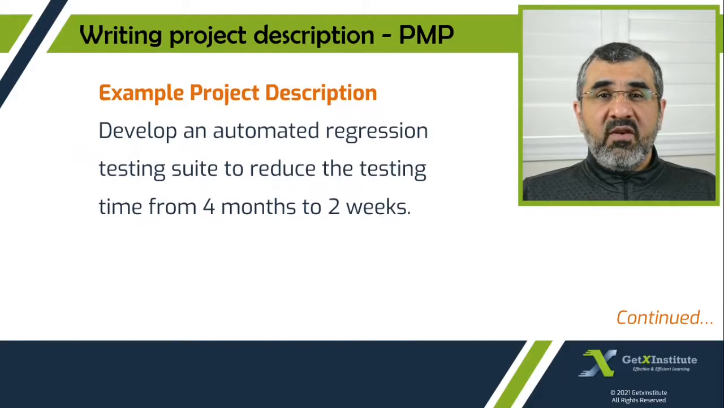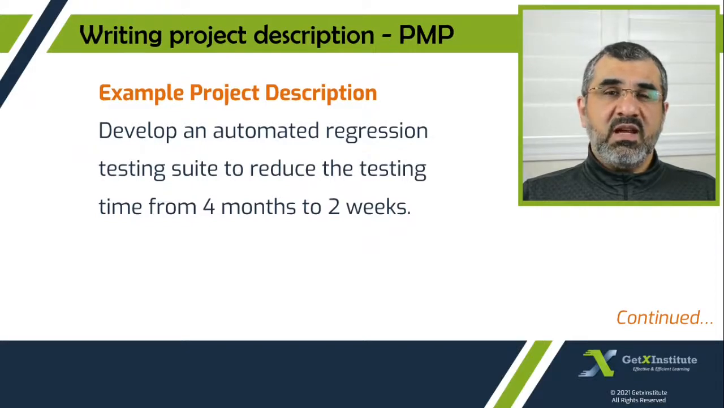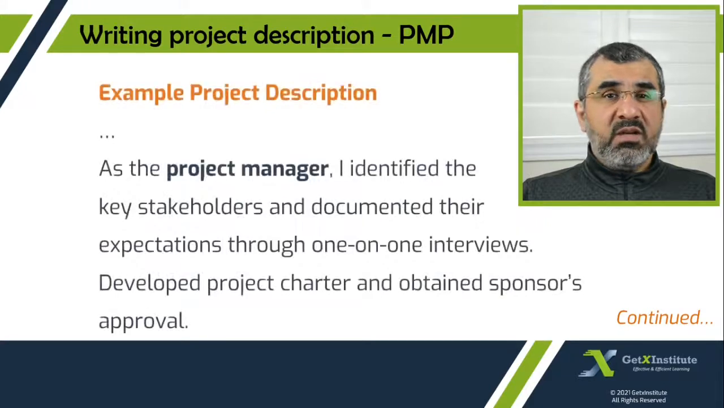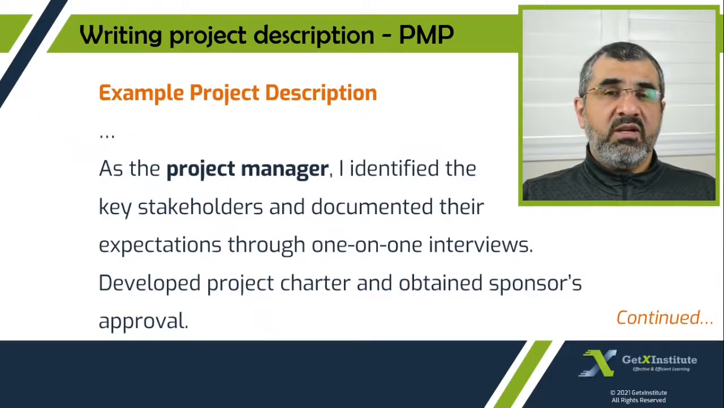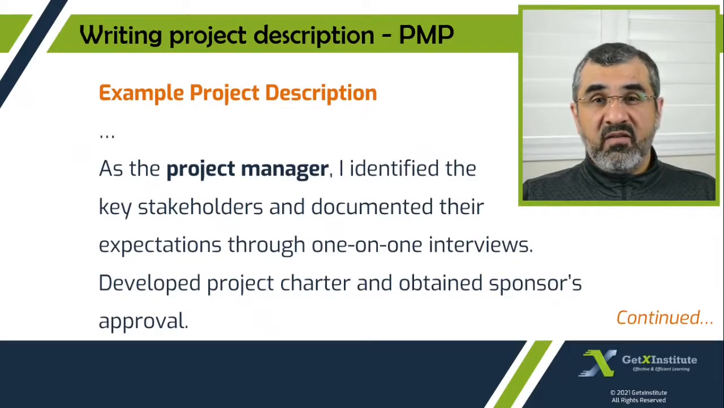So, the objective of the example project was to develop an automated regression testing suite to reduce the testing time from 4 months to 2 weeks. The description continued from there. As the project manager, I identified the key stakeholders and documented their expectations through one-on-one interviews. Developed project charter and obtained sponsors approval. So the applicant mentioned the role here and then started to talk about the responsibilities and the deliverables worked on.